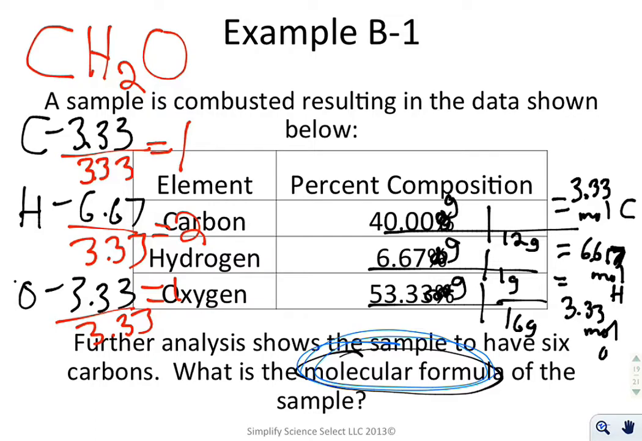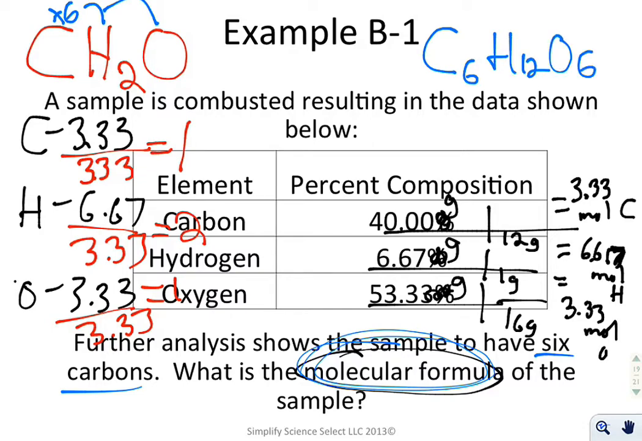In order to do that, I need another piece of information from somewhere. There are lots of other places the information can come from. You can be given another data set, another test, something indicating how many carbons there are. In this case, it says further analysis shows the sample to have 6 carbons. If there are 6 carbons, you need to multiply carbon times 6, but you need to do that for each atom in the molecule. So this is actually C6H12O6, which you learned about in biology as glucose.